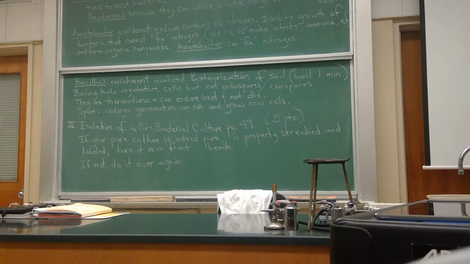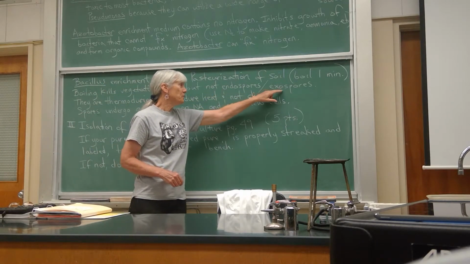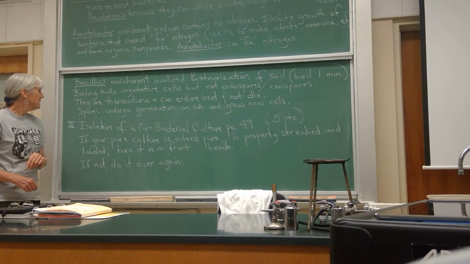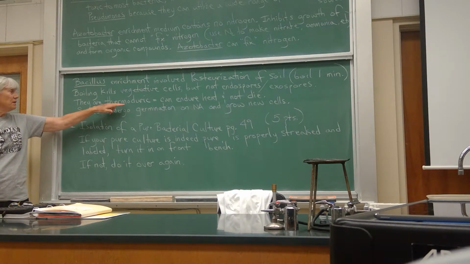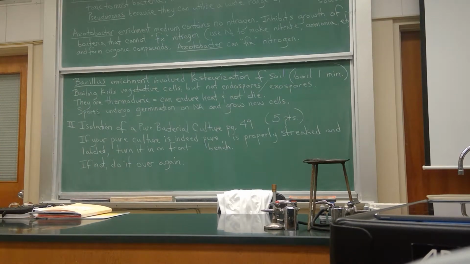A vegetative cell is the living, growing cell type. What it doesn't kill are endospores or exospores. And the reason those don't die is because they are thermoduric. This term means they can endure heat. It doesn't kill them. So they're highly resistant to heat. Tonight I talked about endospores, these dormant structures. They have 2 layers of membrane, 2 layers of wall. They contain almost no water, so they're metabolically inactive. They're extremely resistant. So we can boil them probably longer than 1 minute, and they wouldn't die.